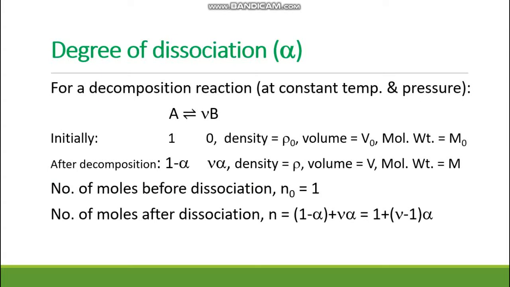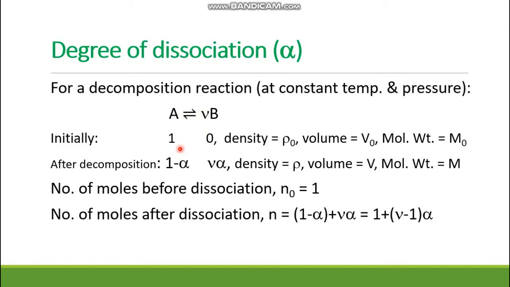Degree of dissociation, denoted by alpha, is the fraction of the reactant molecules which is decomposed. Suppose you have 100 molecules of A which is getting decomposed into new numbers of B. Now out of 100, 5 have been decomposed. Suppose the value of nu is 2, then it is producing 10 molecules of B. So what is the value of degree of dissociation? Then the alpha should be 95 by 100, that means 0.95.